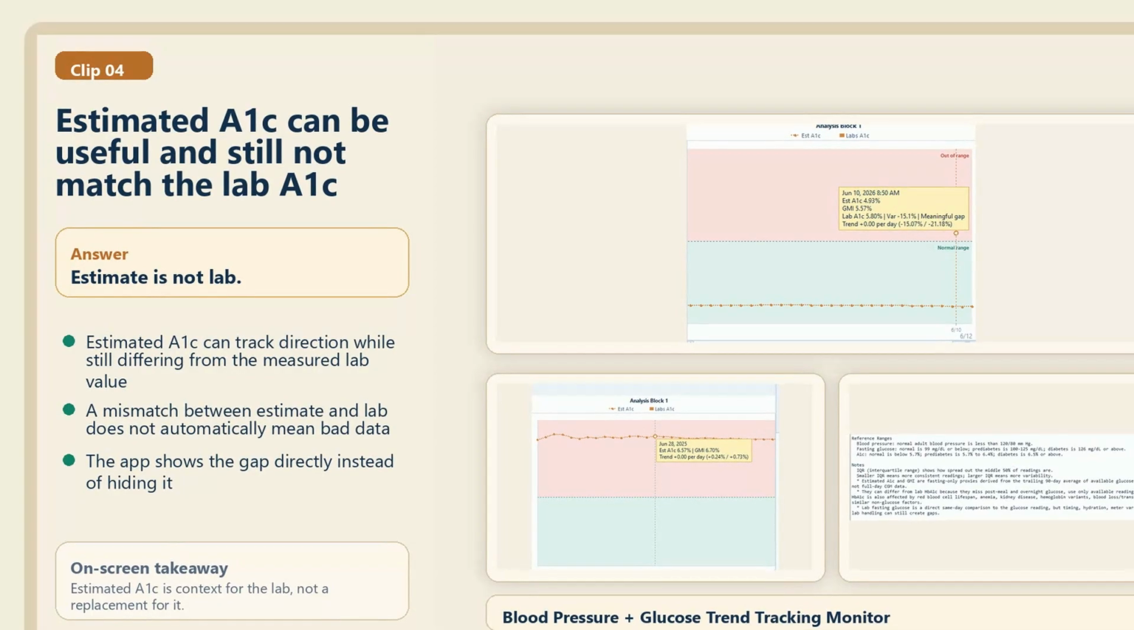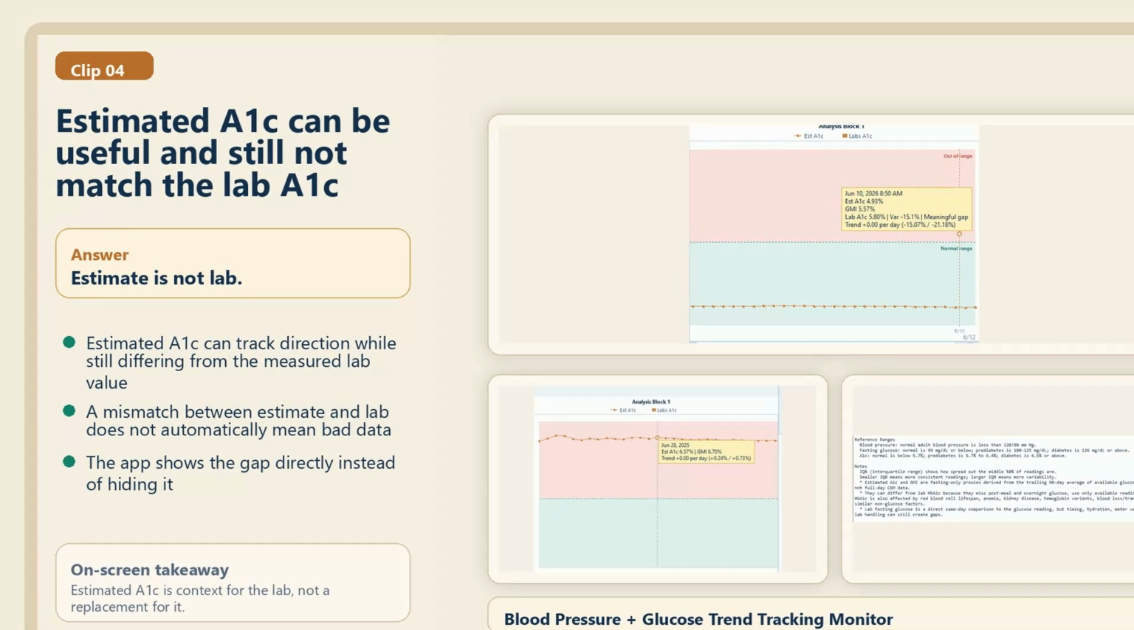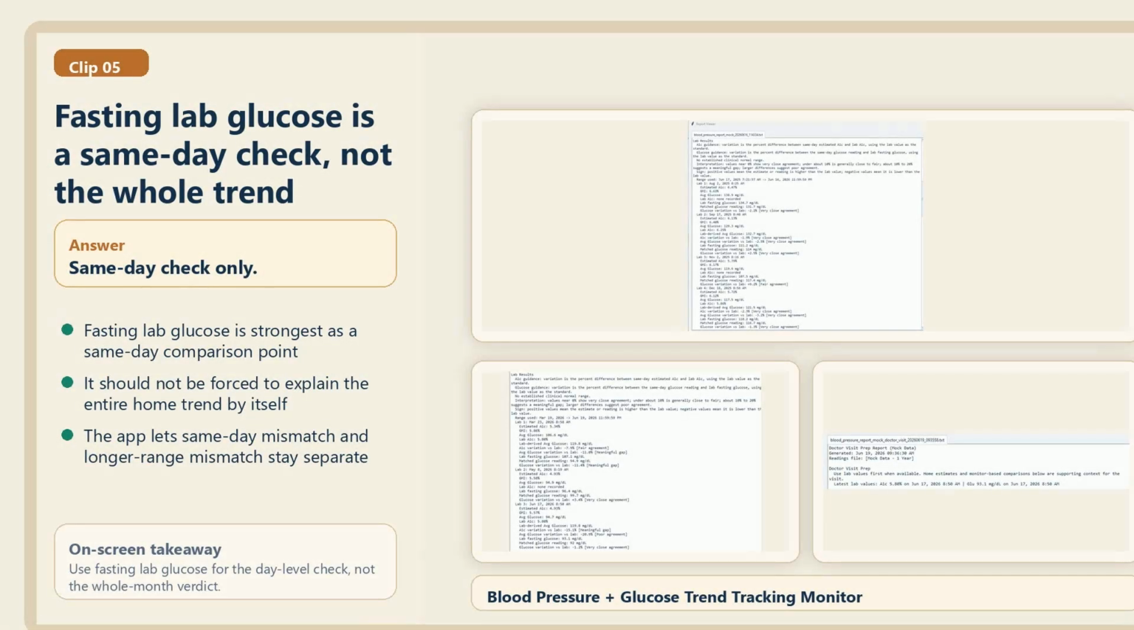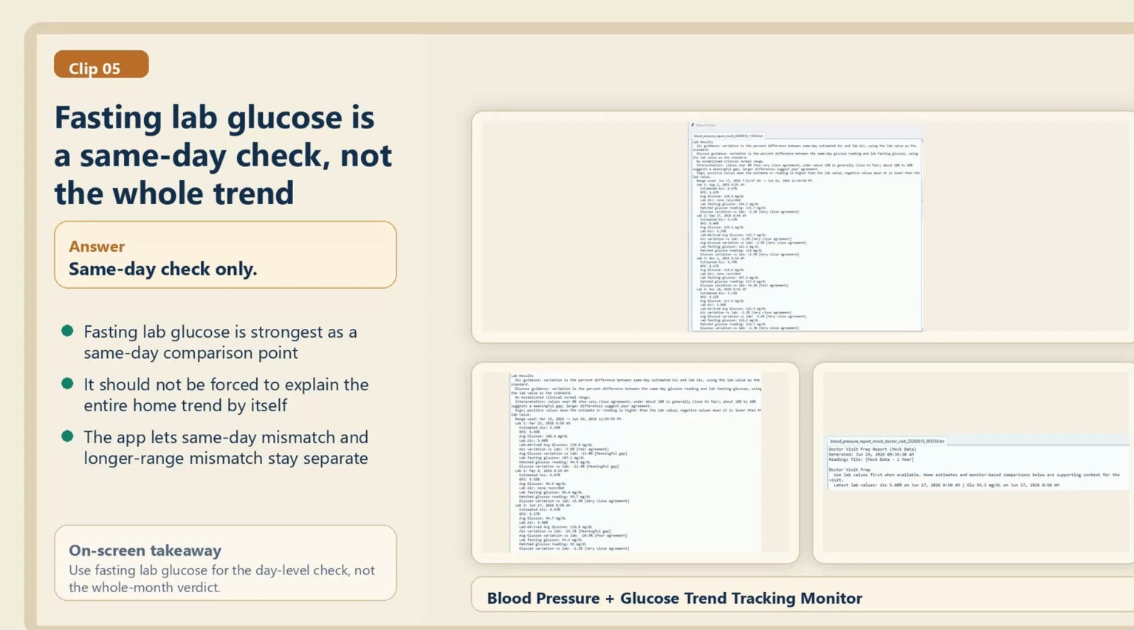Fasting lab glucose is a same-day check, not the whole trend. Fasting lab glucose still matters, but it answers a narrower question than the longer-range trend measures do. It is the best place to compare a same-day home reading against the lab draw. The report and lab results sections make that role clearer. If the home reading and fasting lab glucose are close, that supports the day-level match. If they differ, you can investigate timing, technique, or whether the home reading came from a different part of the day. That is a more disciplined use of the mismatch than turning it into a fight between the lab and the app.